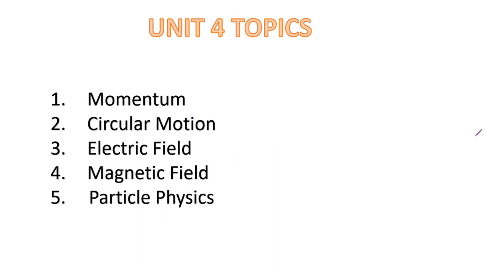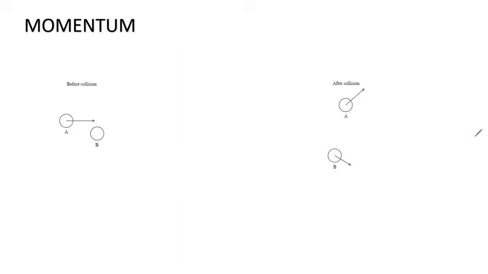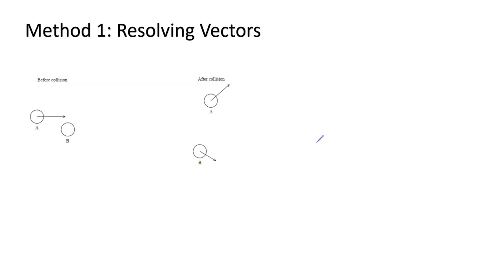All right, and let's look at the topics of Unit 4. So Unit 4 has momentum, circular motion, electric field, magnetic field, and particle physics. Let's look at momentum. So it's a very straightforward question. A is initially in motion and collides with B, and after the collision A and B both move away. So you have to recall a concept from your AS, that is resolving vectors.